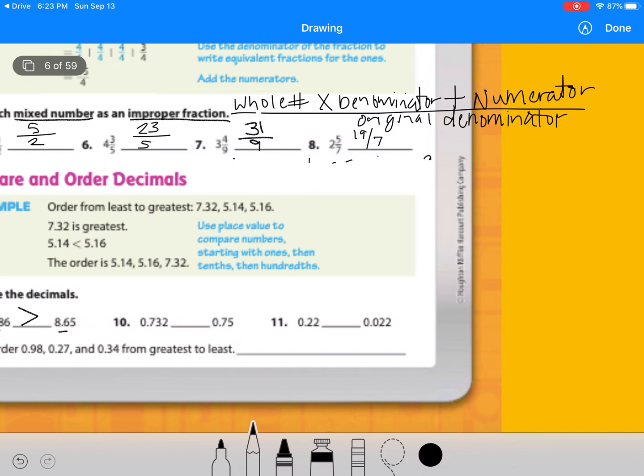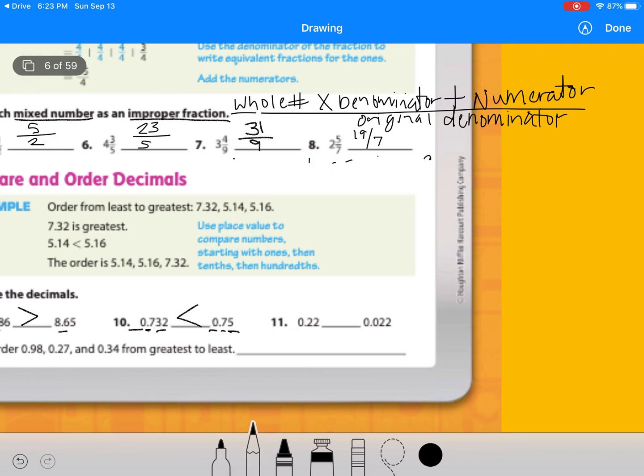Now down here we have 3 decimal places. So we have 0.732 and 0.75. So our ones place are both 0. Our tenths place are both 7s. Okay, so far right there they're equal. But then here's where it gets tricky. Our hundredths place is 3 and our hundredths place is 5. So right there, that 5 determined it. 0.75 is larger than 0.732.